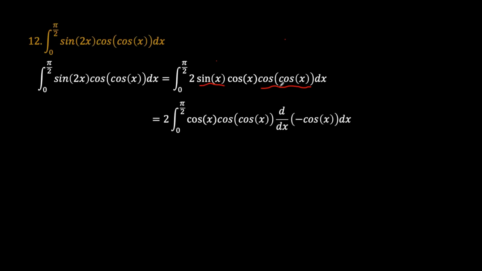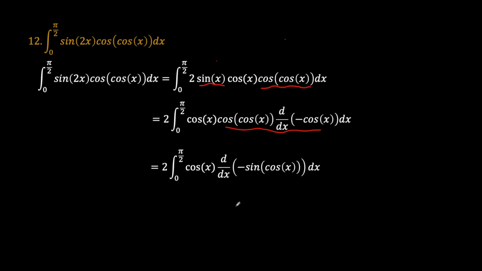And so looking at this part here, this means that the product of this cosine of cosine x and the derivative of negative cosine x is the same as the derivative of negative sine of cosine x. Because if you do that, then you have first the cosine of cosine x times the derivative of cosine x times this negative. So you get this product.